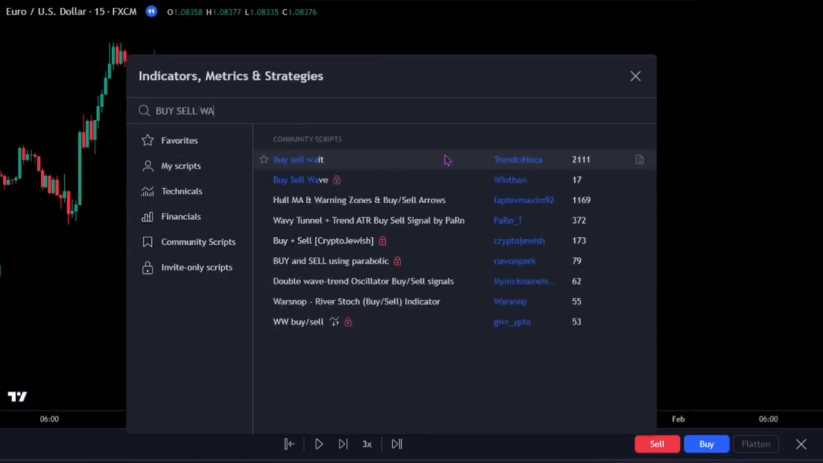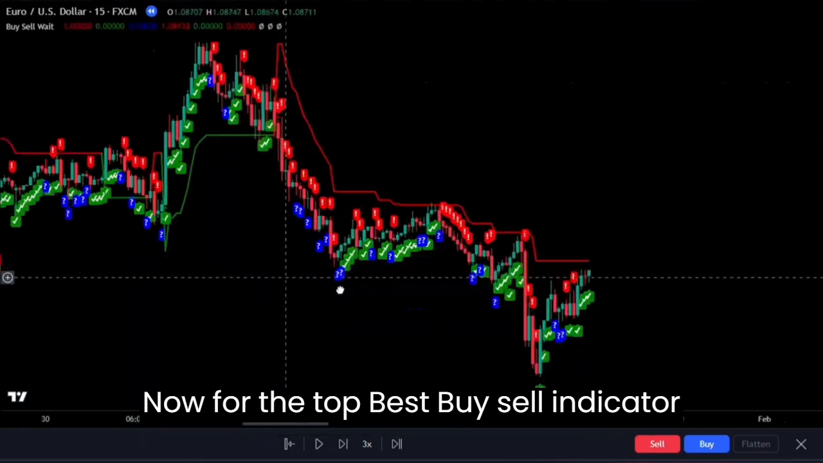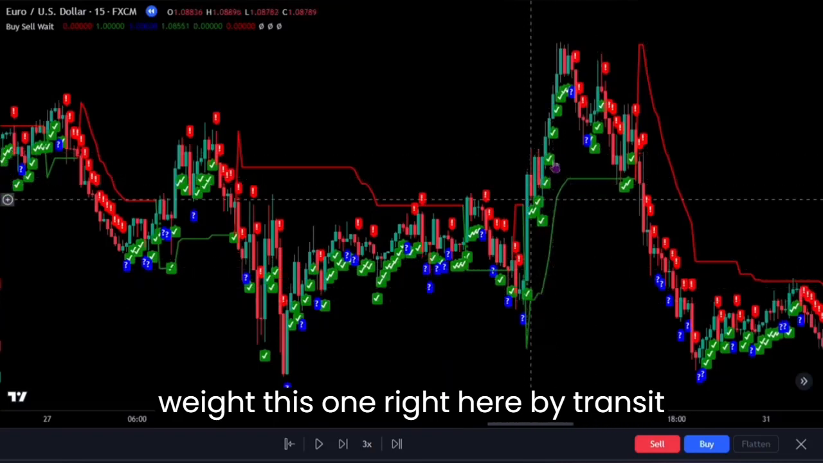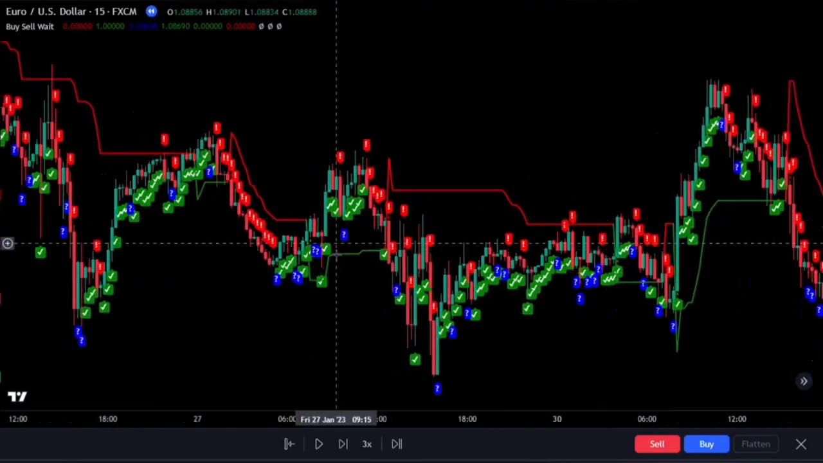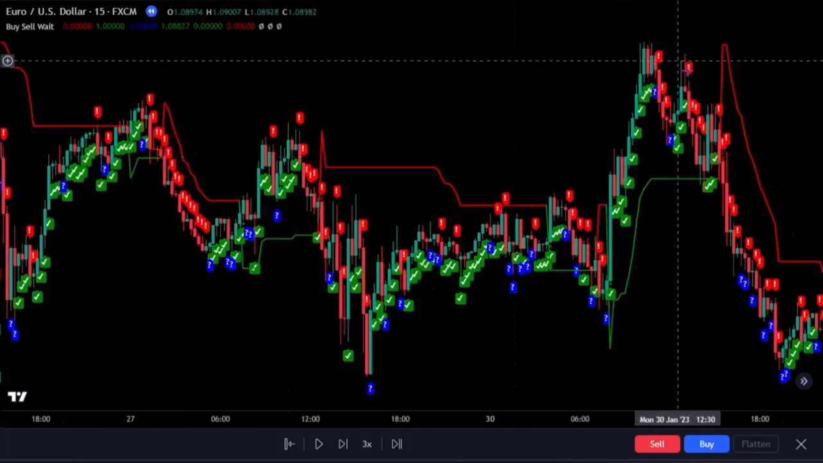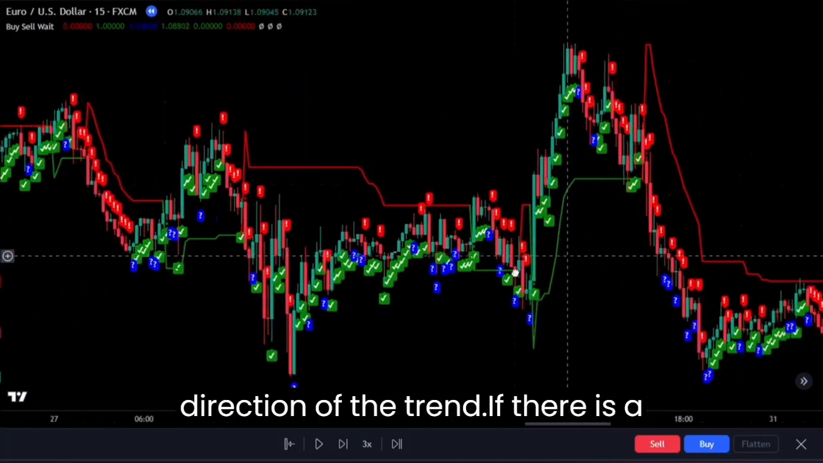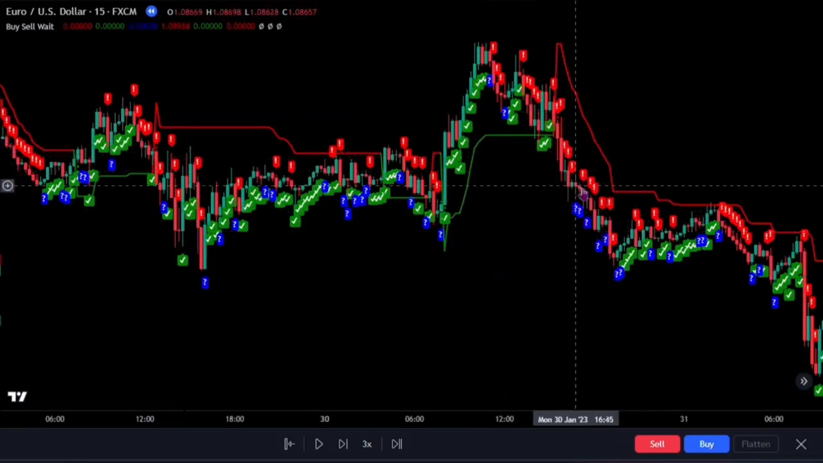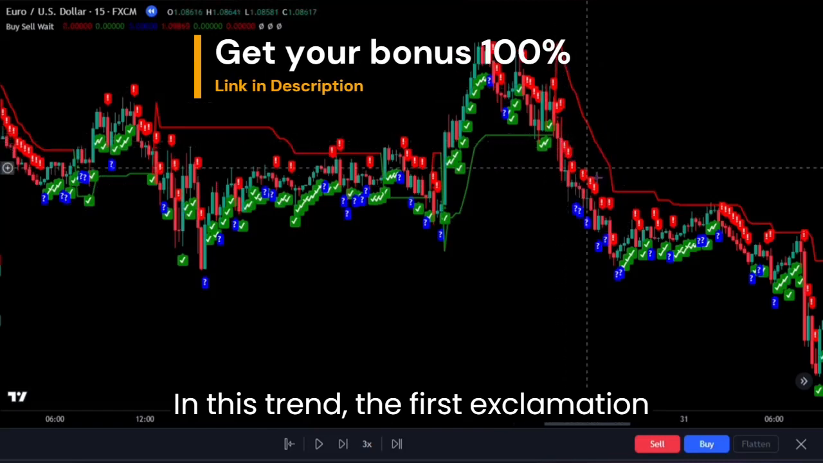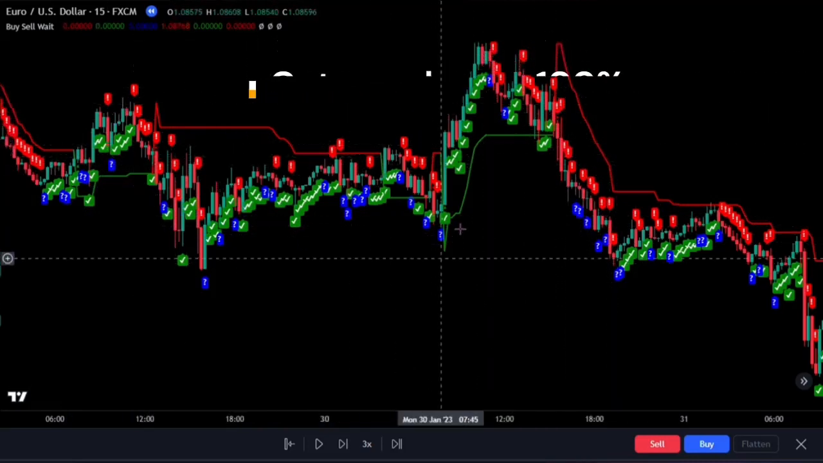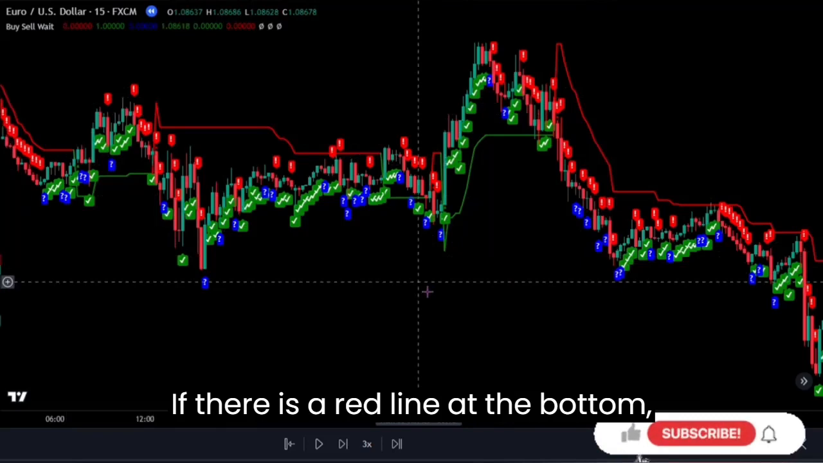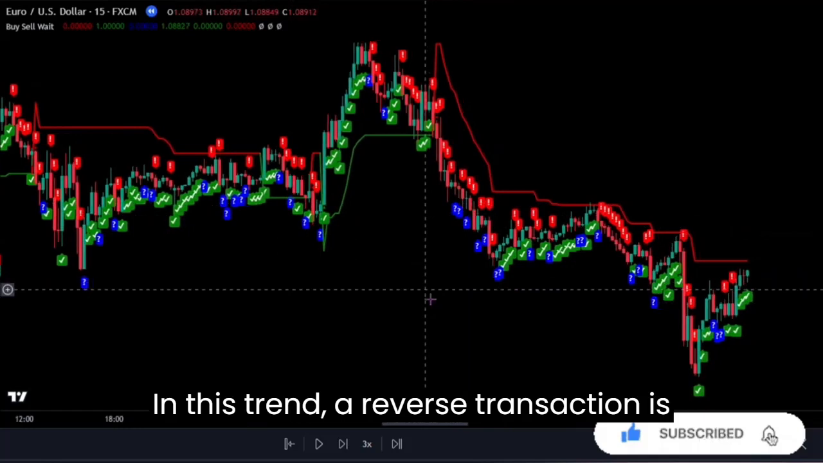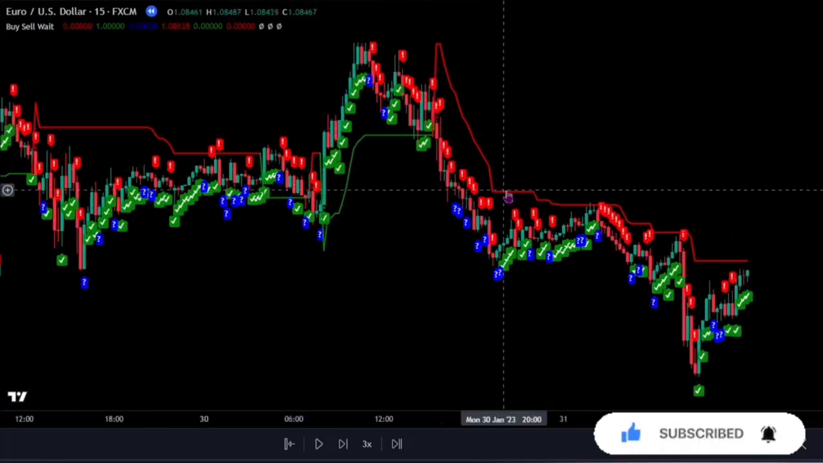Let's move on. Now, for the top best buy-sell indicator on TradingView. Search for the buy-sell weight, this one right here, by Trendsehoka. This indicator was initially coined to trade in the opposite direction of the trend. If there is a green light at the bottom, there is an uptrend. In this trend, the first exclamation mark is shortened. If there is a red line at the bottom, the trend is reversed. In this trend, a reverse transaction is opened to the first tick.